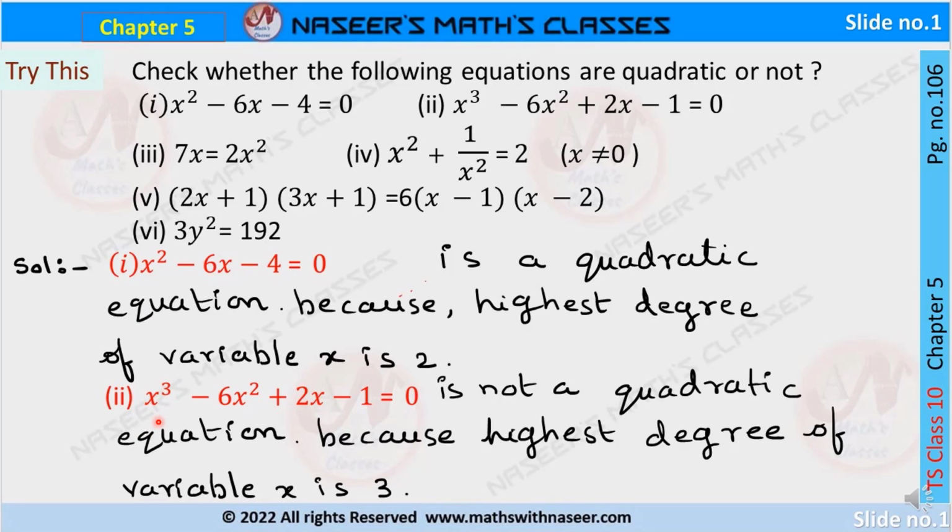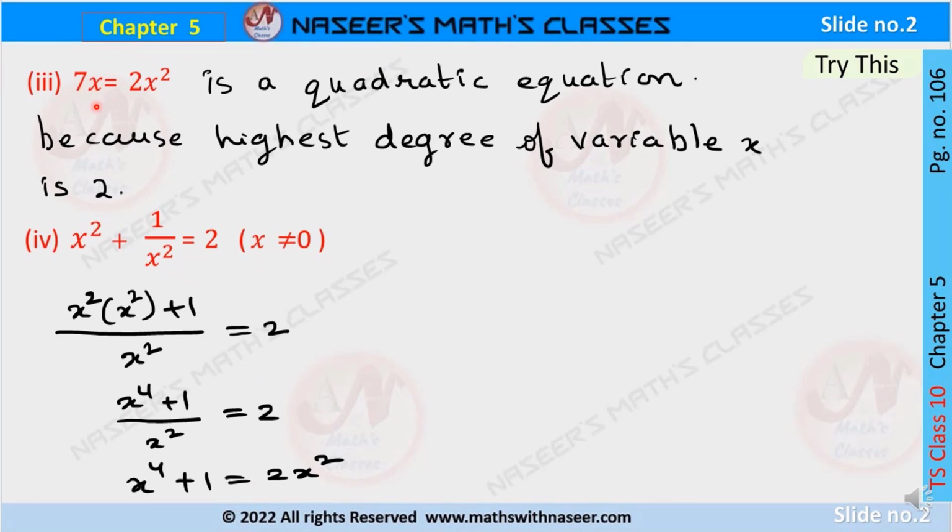Next, second one is x cube minus 6x square plus 2x minus 1 is equal to 0. Here the variable is x and the highest power of this equation is 3. So it is not a quadratic equation. It is a cubic equation. Third one is 7x is equal to x square is given. Here the variable is x. Its highest power is 2. So it is a quadratic equation.